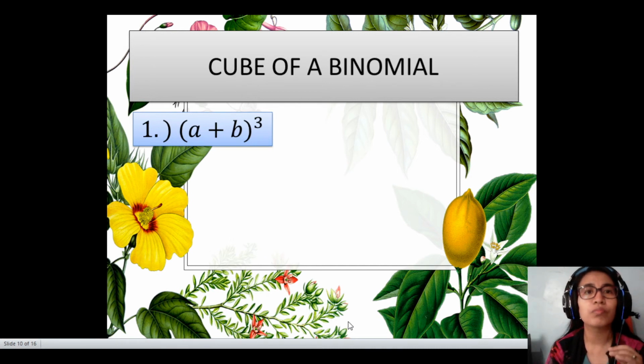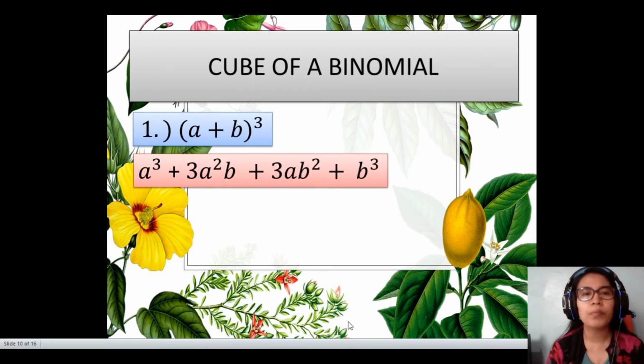Since that is a cube, on the square we just multiply it to 2. On the cube, we will multiply it to 3. Then for the final term, b cubed. So that is the final term. So this is how it looks. You have a cubed plus 3a squared b plus 3ab squared plus b cubed.